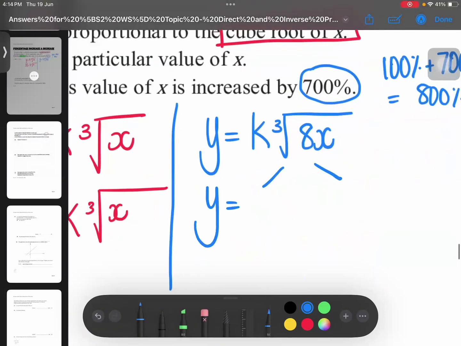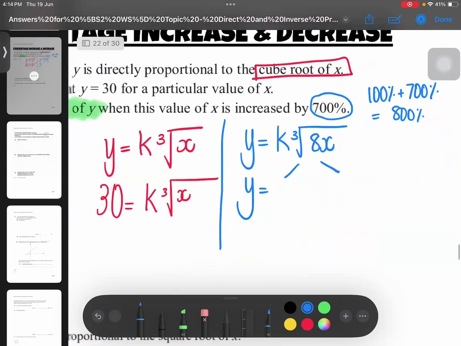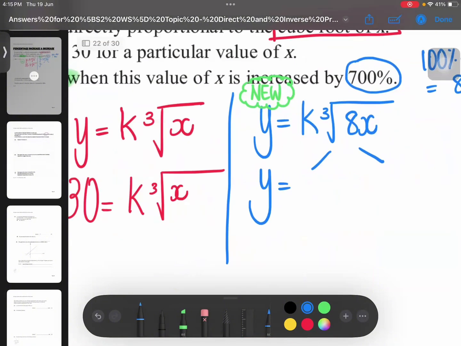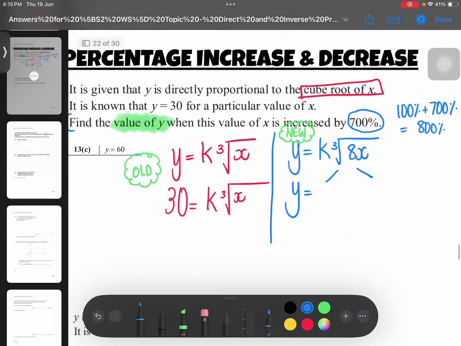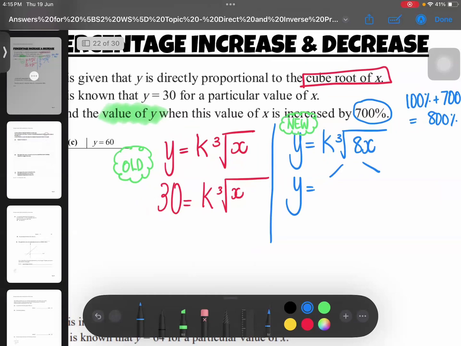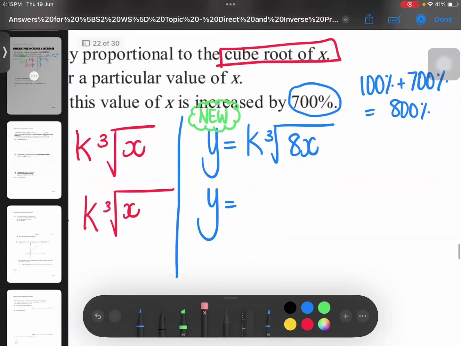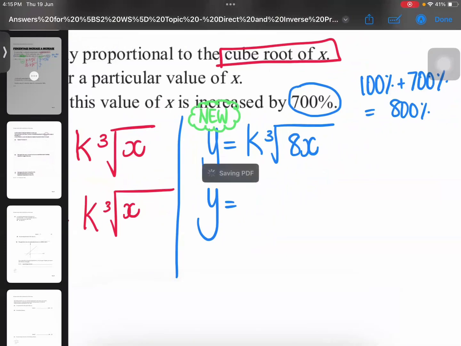We can split this up. In fact, what I will say is that this is my old y. Can you see that? Are you understanding or not understanding? What's my old y? My old y in this situation is 30 equals k times cube root x. Am I making sense? So I'm going to split this up. How am I going to split this up? Very simple. Watch.